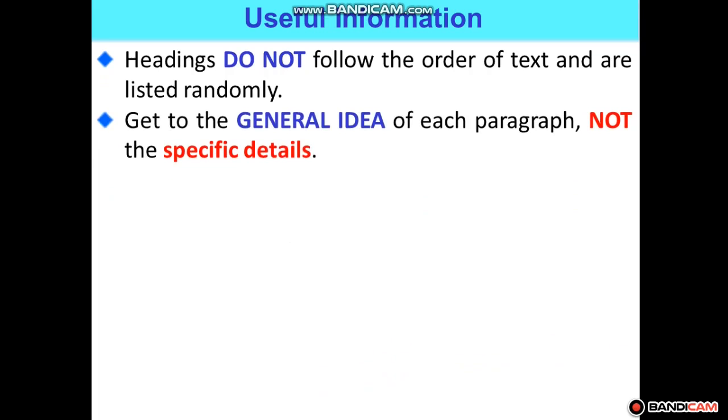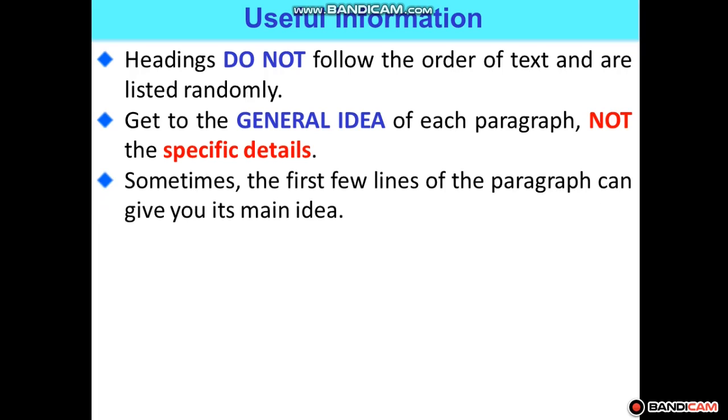Okay, now the useful information you need to bear in mind is that headings do not follow the order of the text and are listed randomly. Because if they are not listed randomly, then there is no assessment at all. Then you will follow the same order, and you can match them with the paragraphs without even looking into the paragraphs. Second, get to the general idea or the main idea of each paragraph. These are the key points, I have highlighted them, not the specific details. Do not make this mistake.